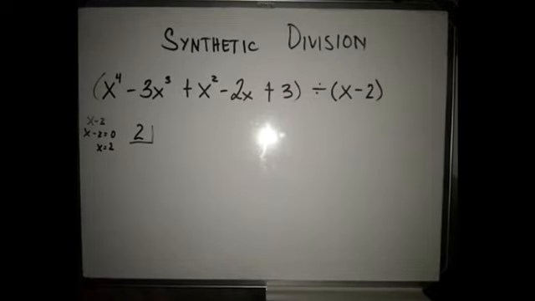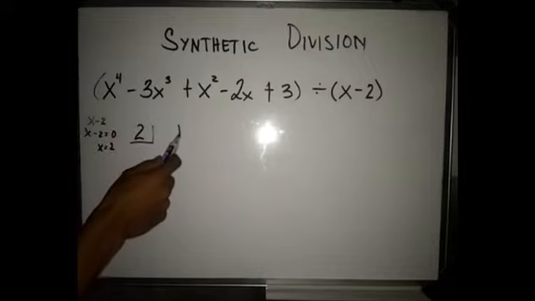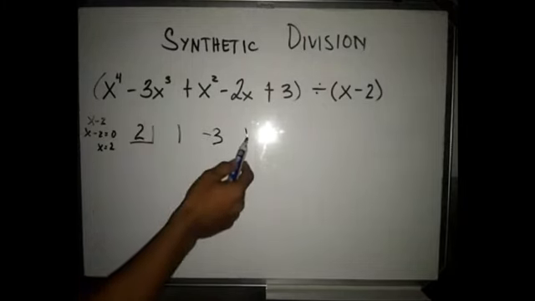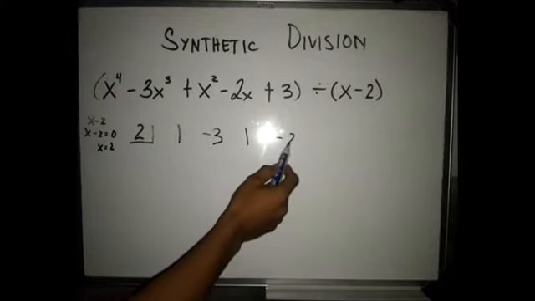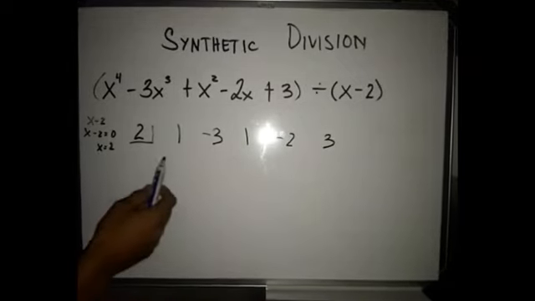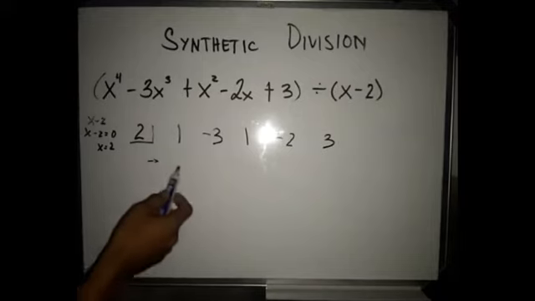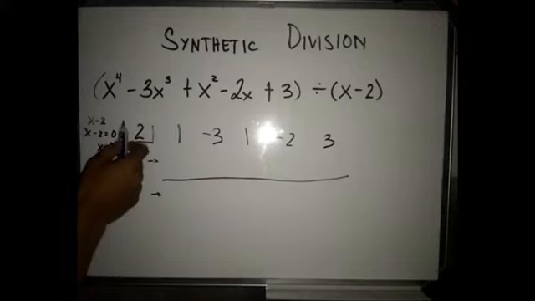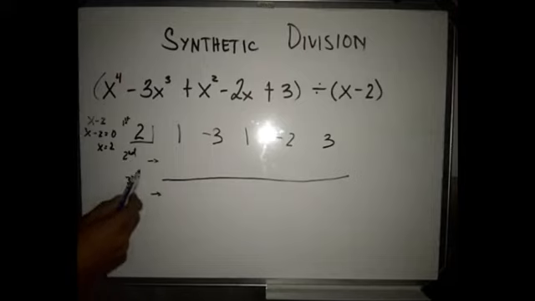Now, let's consider yung ating mga numerical coefficients. Anong coefficient nito? 1. Followed by negative 3, followed by 1, followed by negative 2, and followed by 3. Okay, so meron tayong second row, ngunit wala muna tayong ilalagay dyan. So let's have first yung ating third row. This is our first row, ito yung second row natin, and ito yung third row natin.